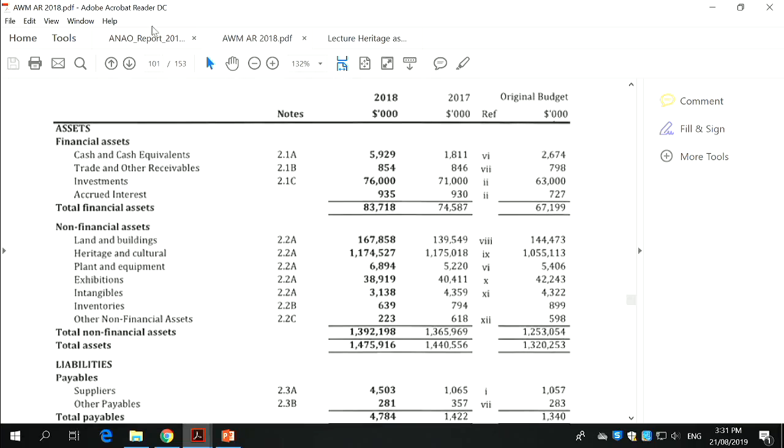Sorry, Sam, the page number that time doesn't really correspond. So this is the balance sheet. You can see the heritage and cultural facility here, and it is the major item of all the non-financial assets. It's more than 80% of the total non-financial assets, so it's quite significant for the War Memorial. So how did they come up with this value of 1 billion?